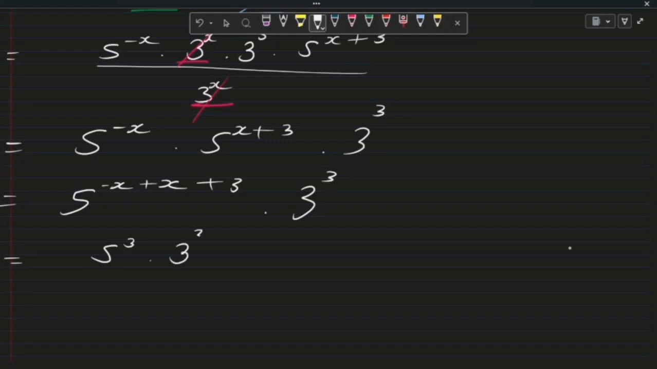So basically, we have a situation whereby 5 to the power of 3, we know it's 125, and then 3 to the power of 3 is 27, if I'm not mistaken. And then we can simply multiply the two of them and see what we get as a result. So 125 times 27, that gives me 3375. So this is basically my final answer.